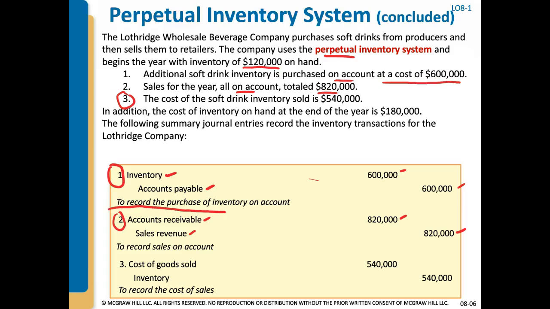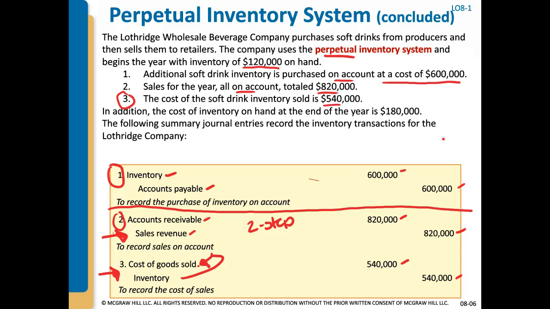Whenever you sell inventory, it is a 2-step entry. The first step is this one right here where you record the actual sales. And the second step is when you have to remove that item that was sold from your inventory and put it into your cost of goods sold. This is how you're going to expense it at the cost of that inventory, which they tell us is $540,000. So we debit cost of goods sold and credit inventory. So that's how you record a perpetual inventory system. Every time inventory is purchased, this is made, and every time inventory is sold, these 2 entries are made.